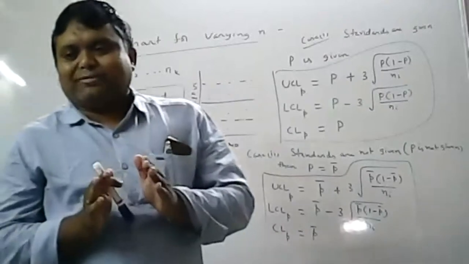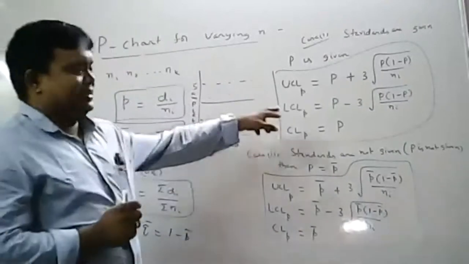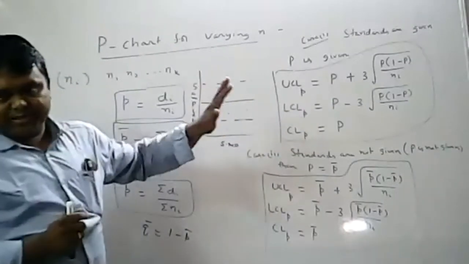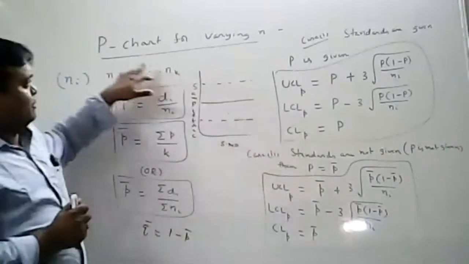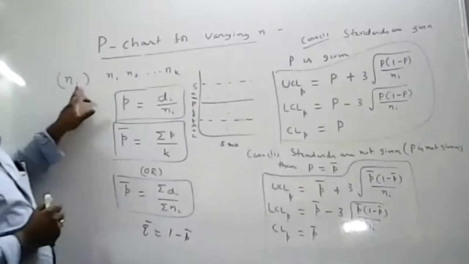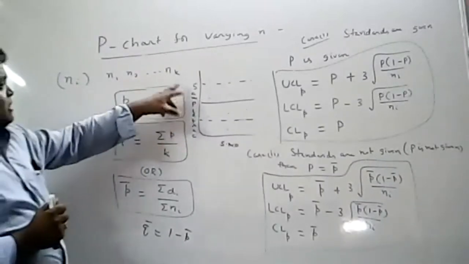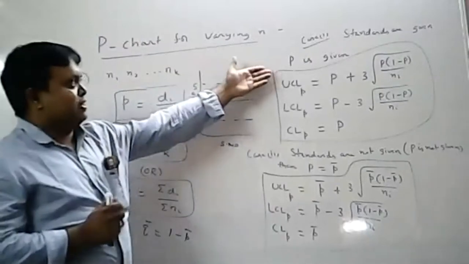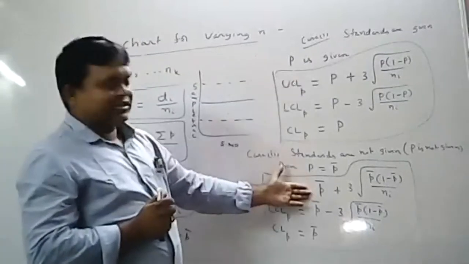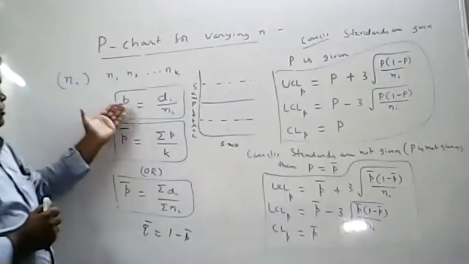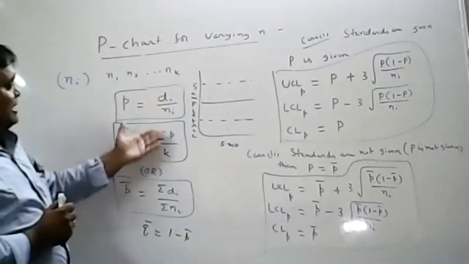Procedures are the same; the only difference is in place of n you will get ni. That is the only difference. The p chart for fixed n procedure is already with you. P chart for varying n means you will consider ni, varying sizes n1, n2, and so on, nk. Then you can calculate UCL. Case 1, standards are given; case 2, standards are not given. For case 2 you require the p value. The p formula is di by ni.